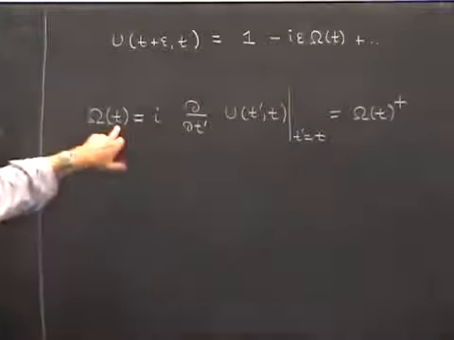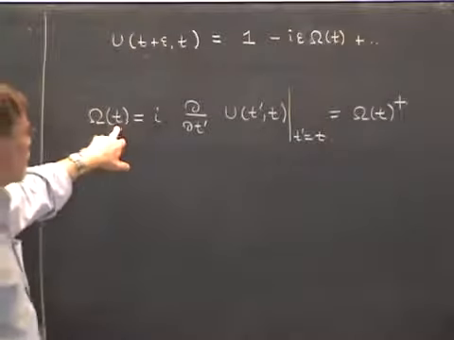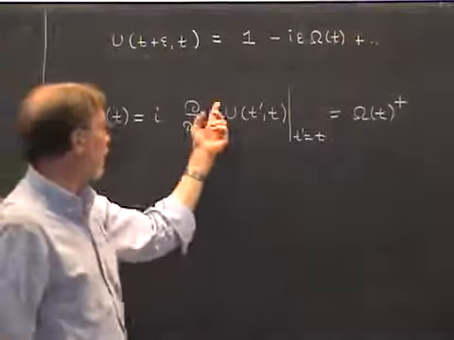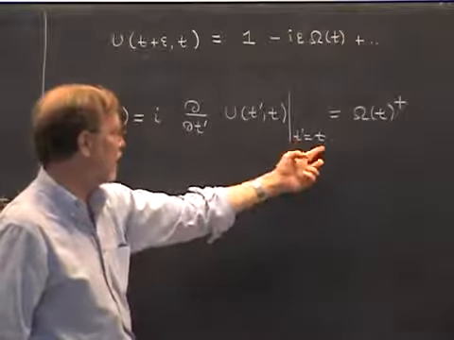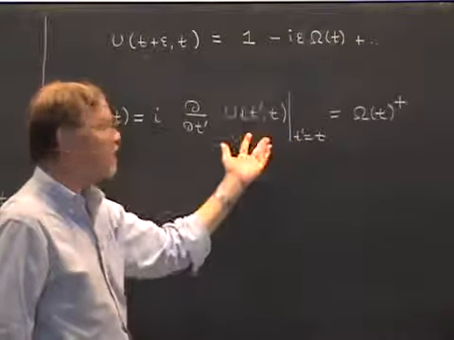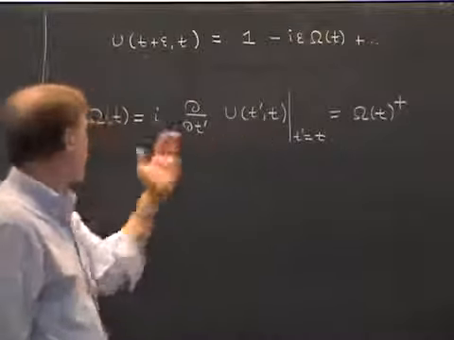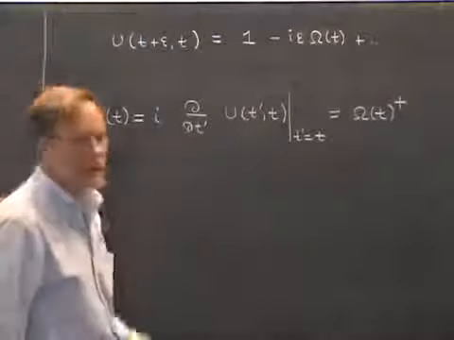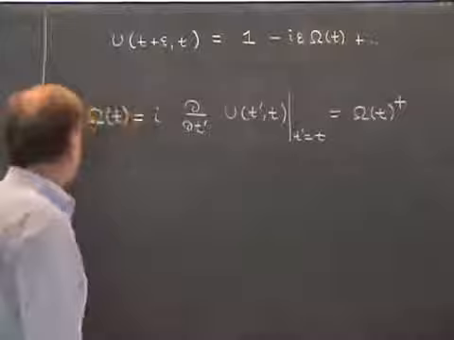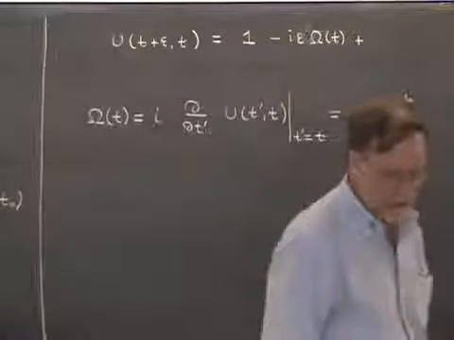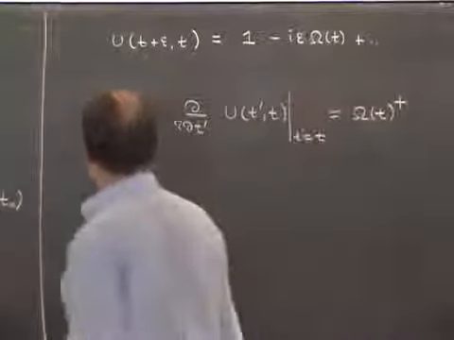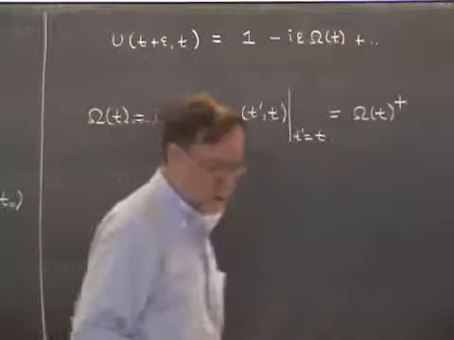Now, I've written omega depending on time, and the reason it does is that in this derivative, although we differentiate with respect to t prime, when we're done, we set t prime equal to t, so the right-hand side depends on t and nothing else. In other words, omega depends on t because the right-hand side depends on t as well. There's actually a special case where omega turns out not to depend on t, and I'll go to that in just a moment, but in general it does depend on t.